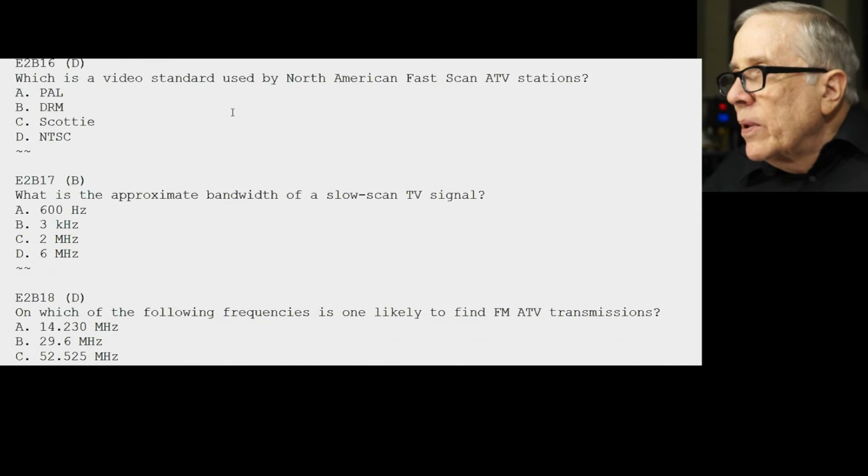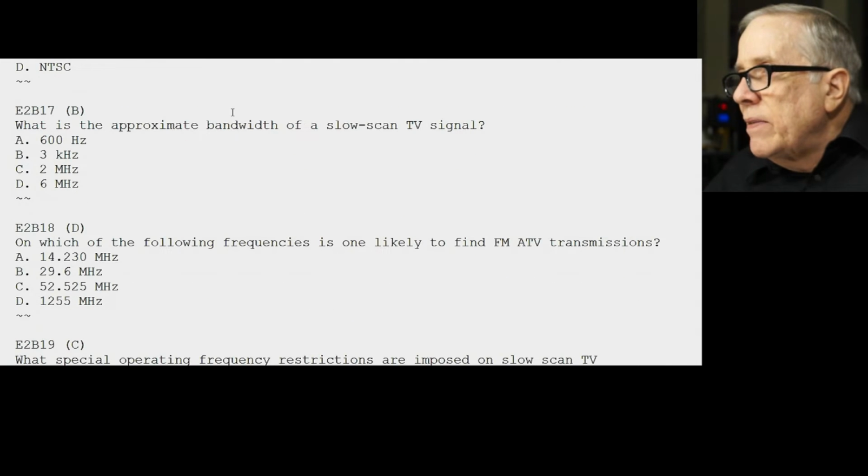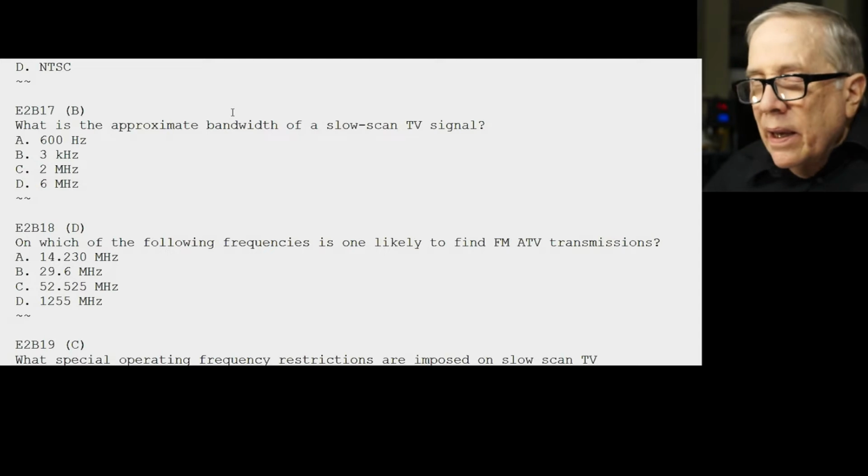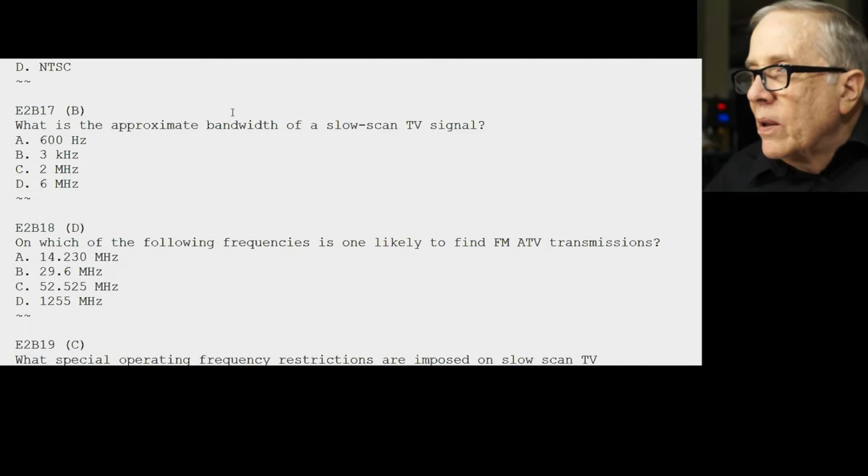E2B17. What is the approximate bandwidth of a slow scan TV signal? Again, it's B, 3 kilohertz.